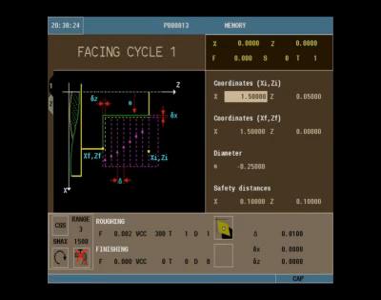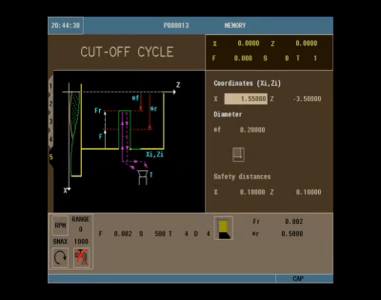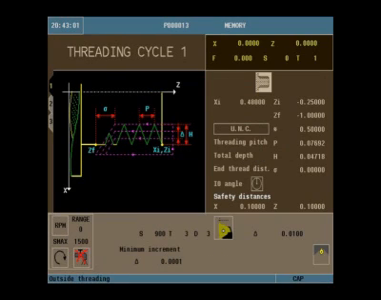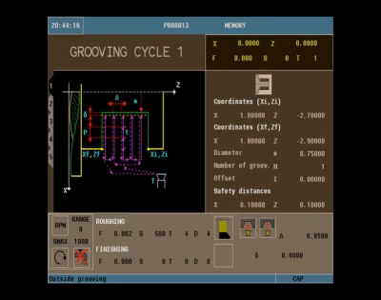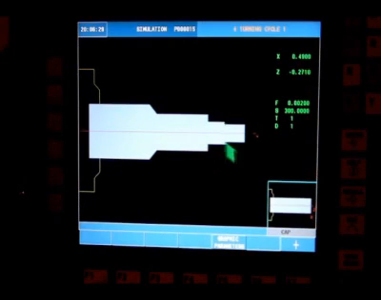facing cycle, taper cycle, cutoff cycle, rounding cycle, threading cycle, grooving cycle, profiling cycle, and simulation and graphics.